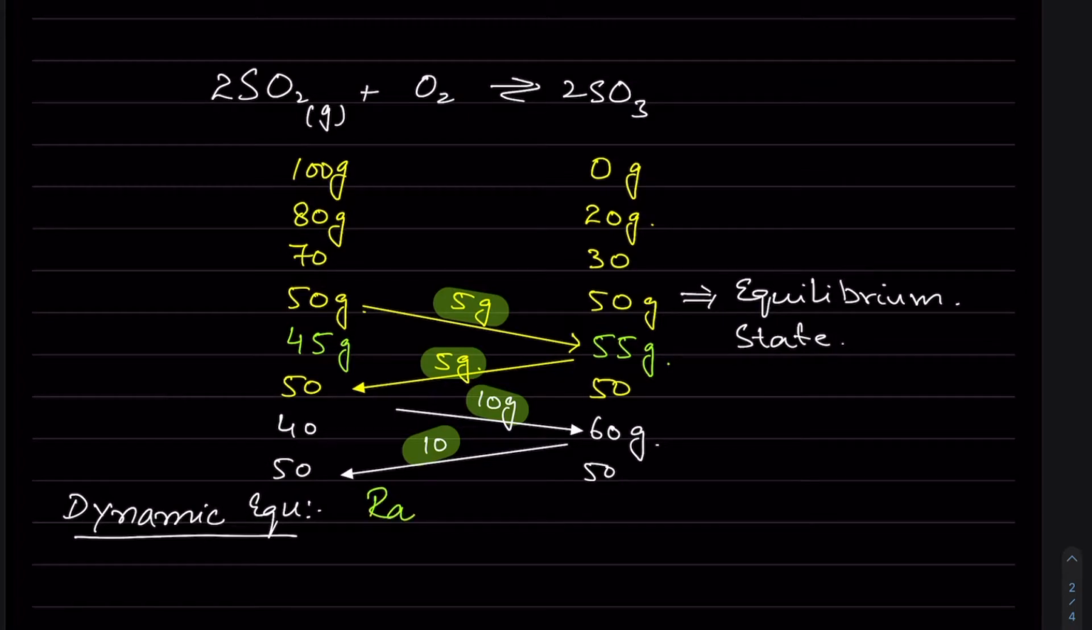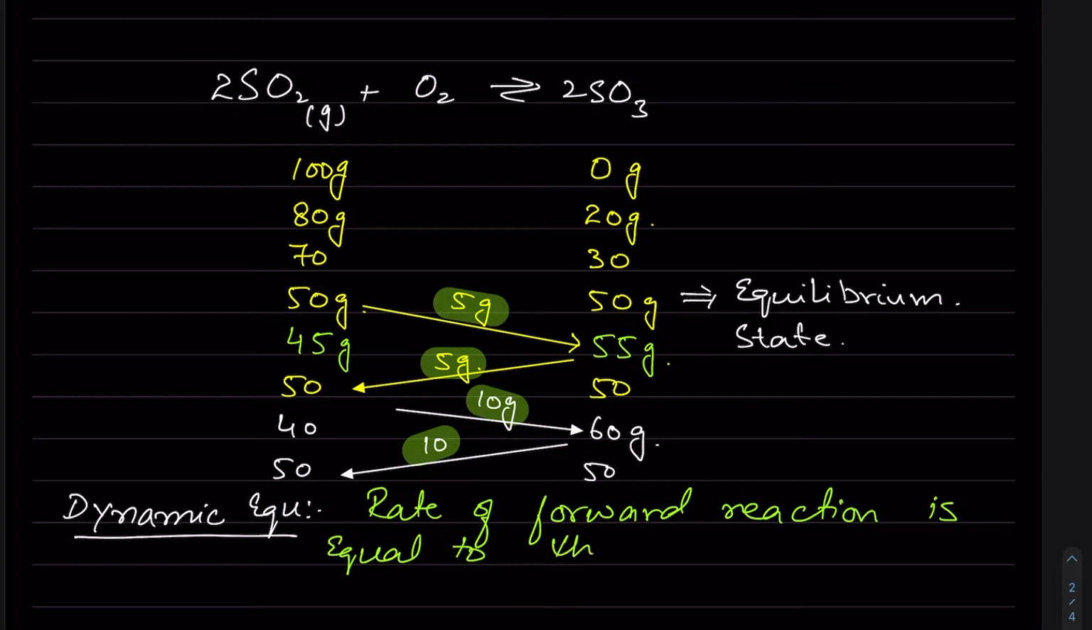Dynamic equilibrium is when the rate of forward reaction is equal to the rate of backward reaction. And keep in mind, reversible reactions never complete. All reversible reactions never complete.